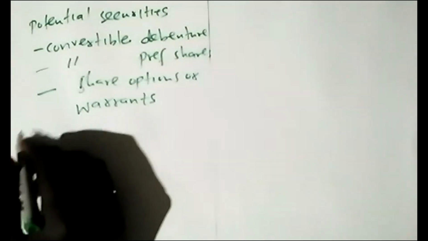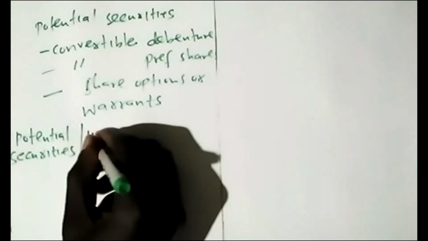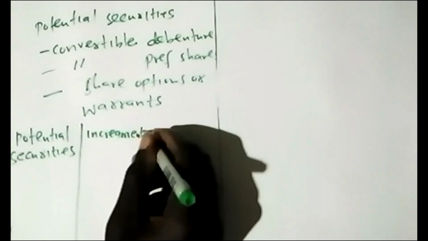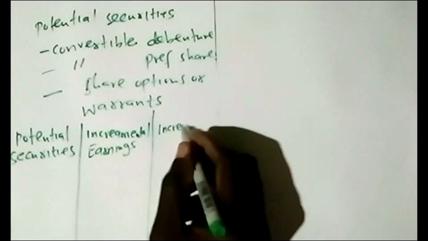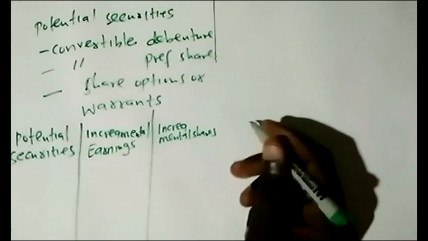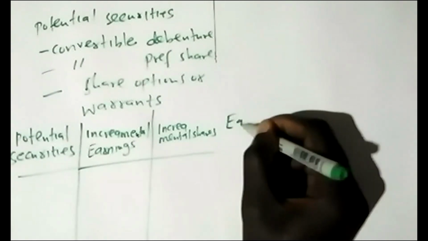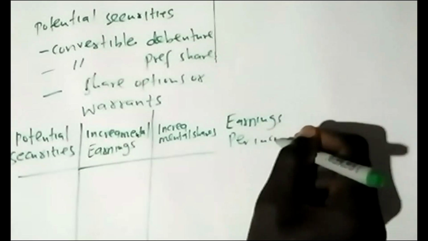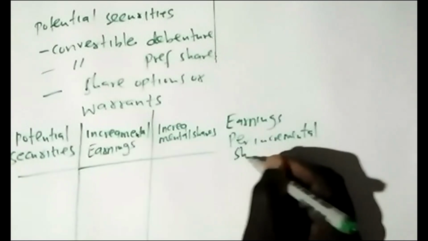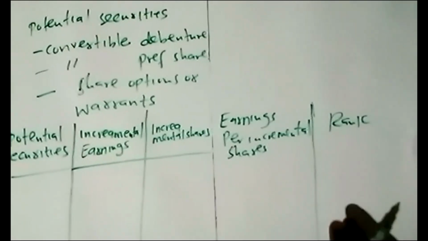That is why, when I draw my table here, I have to start with potential securities. After the potential securities, I have to talk about incremental earnings. Then we have incremental shares. Then after the incremental shares, we have the earnings per incremental share. Then finally, the last column is where you do the ranking. You rank. That is the last thing you do.